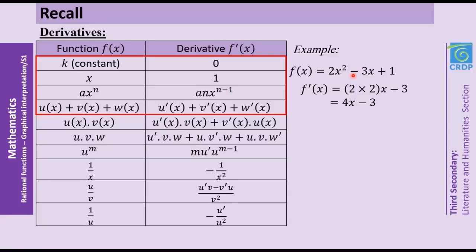For the second part, we have minus 3x. So we need to find the derivative of x, which is 1. The derivative of minus 3x is minus 3. And finally, we have a constant of 1. The derivative of a constant is 0. So the derivative of f of x, f prime of x, equals 4x minus 3.